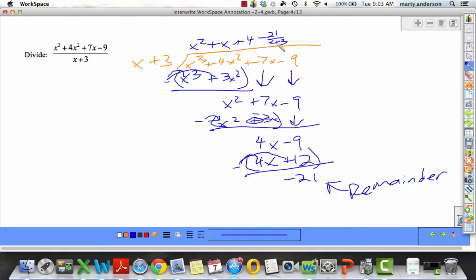It's kind of the same idea as that 2/4 we did on regular long division. So x plus 3 is not a factor of that polynomial x cubed plus 4x squared plus 7x minus 9 because the remainder was not 0.